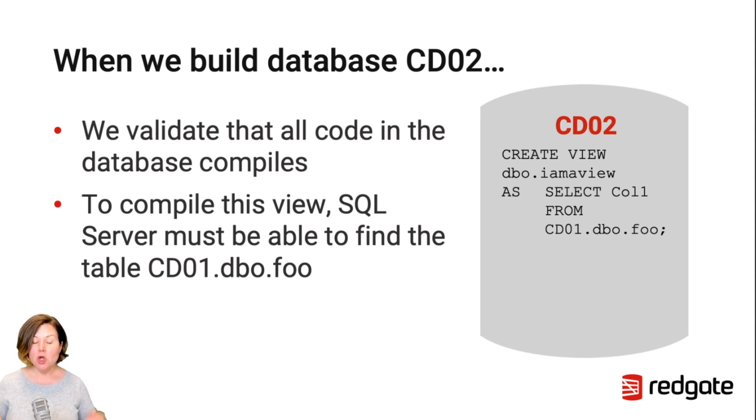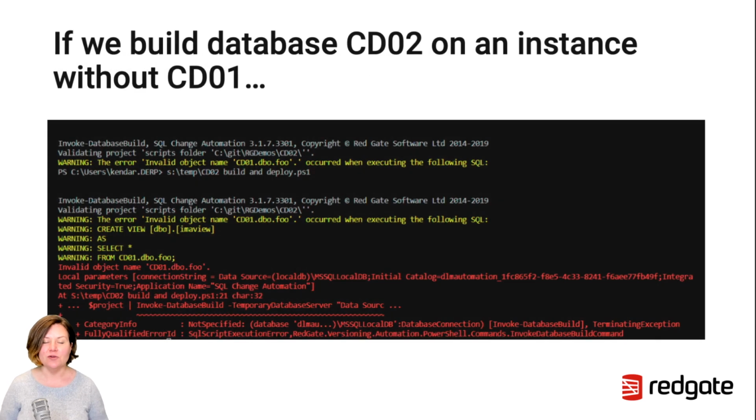SQL Server. When you create a view, SQL Server says, I've got to go validate that that thing over there exists. And as part of the build, we're actually creating the view and making sure that it creates successfully. So if I run a build against that CDO2 database, against a SQL Server instance where the database CDO1 either doesn't exist or doesn't contain that table, then when my build tries to create that view, SQL Server is going to give the warnings you see on the screen here.